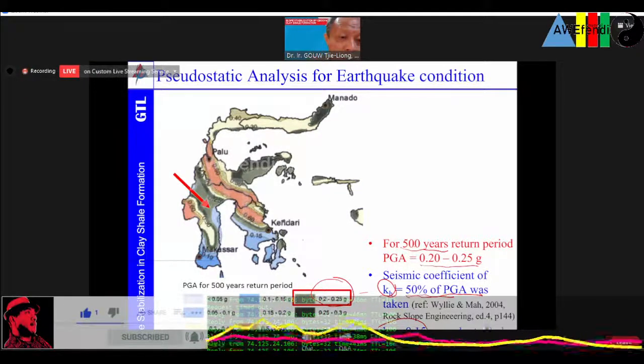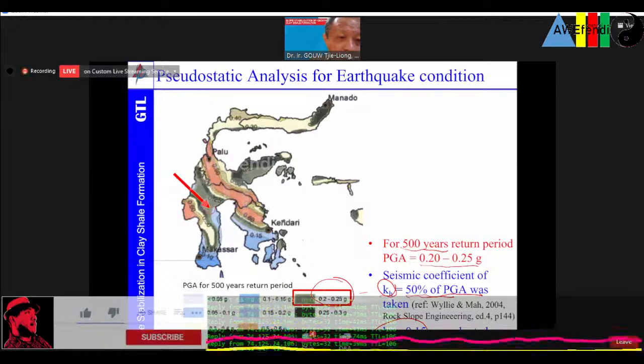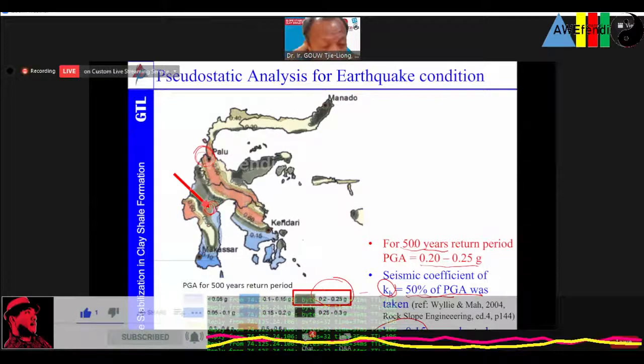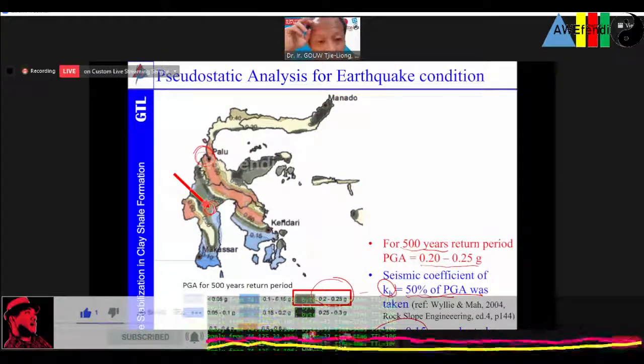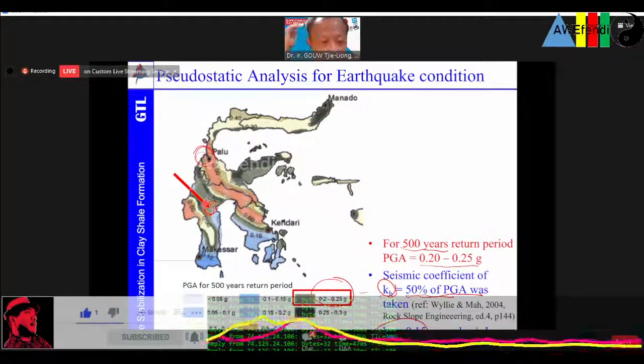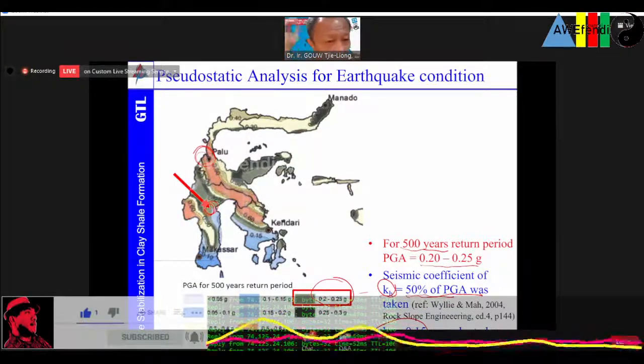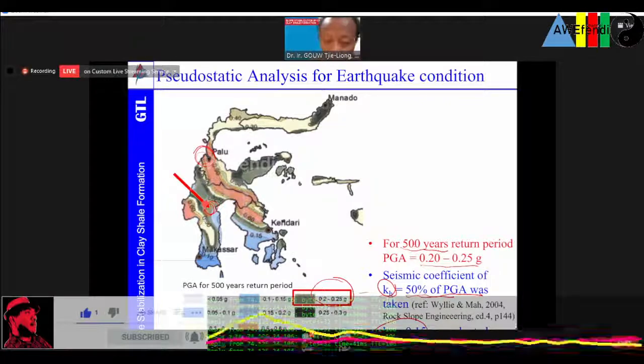Yeah. You see over here, the project is located here. This is Palu, where the December 2018 earthquake happened that caused a lot of flow liquefaction, and I think it was the largest liquefaction ever recorded, as far as we know. Right.